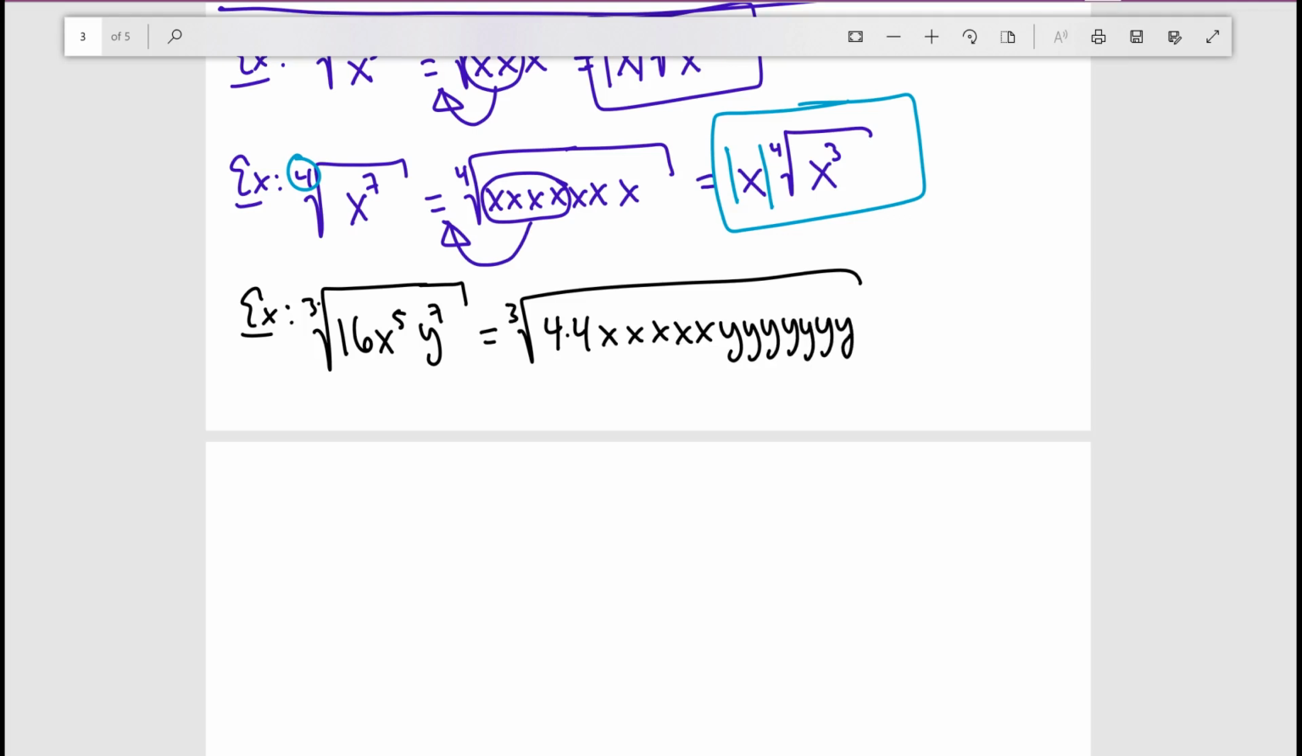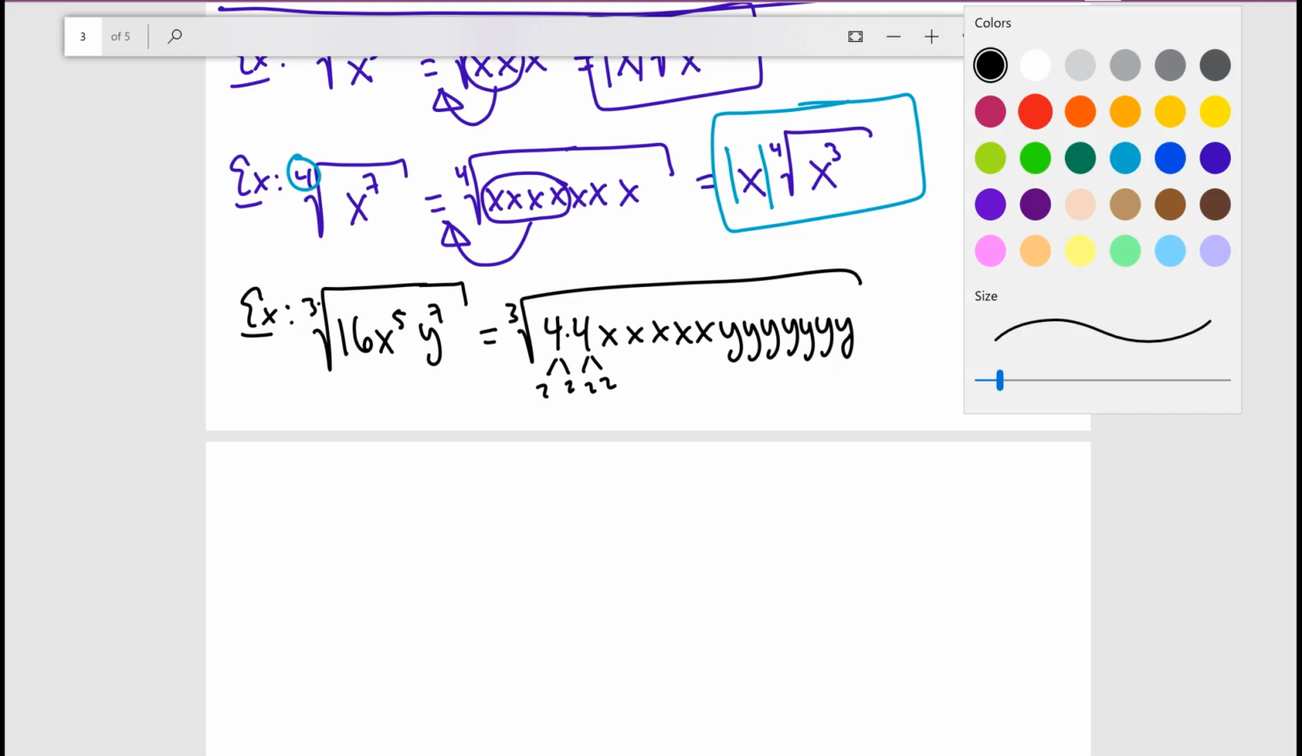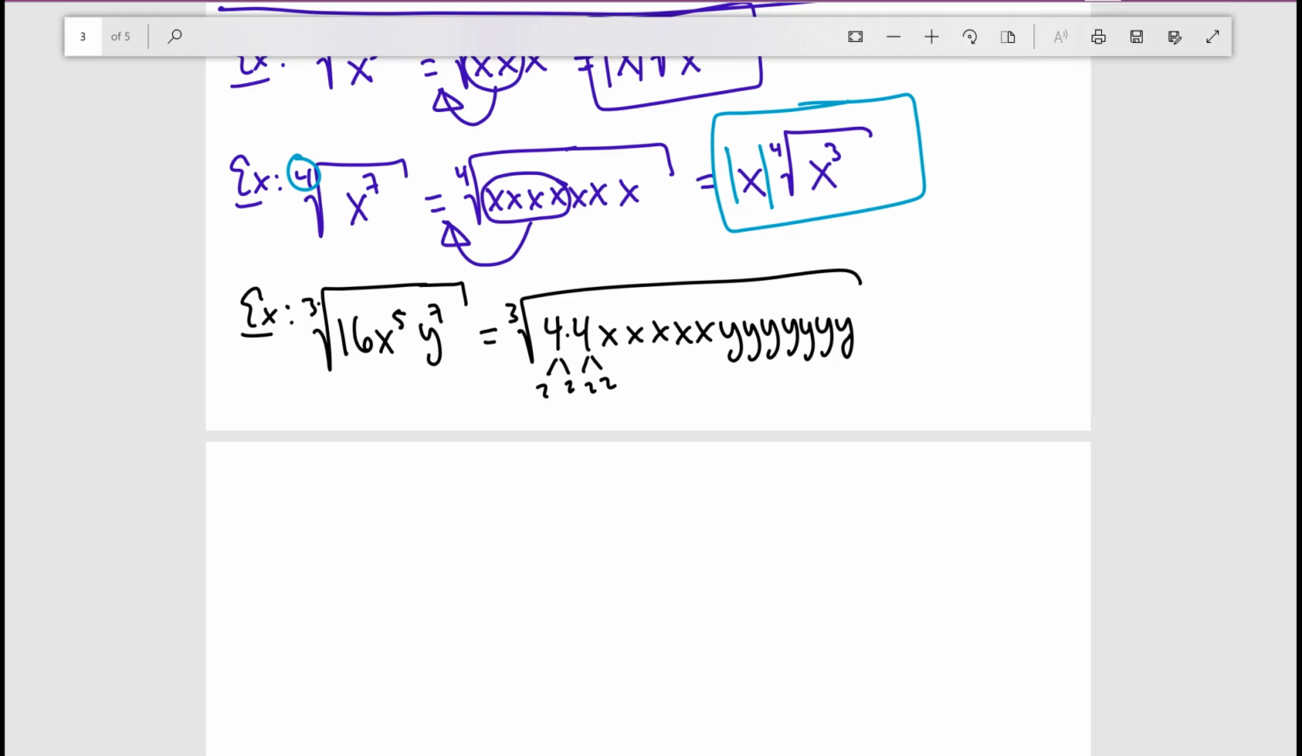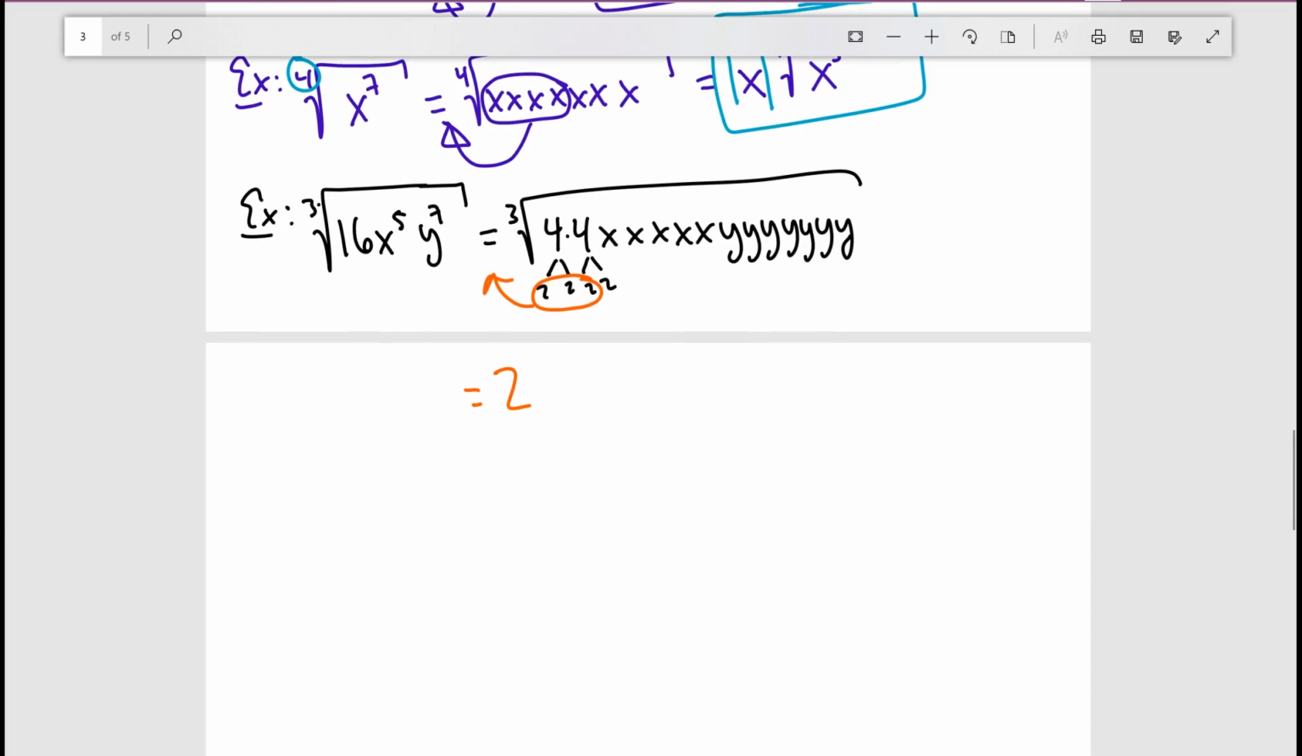And this is a cube root. I can further decompose this 4 as a 2 and 2, and this 4 as a 2 and 2. So here I'm looking for triplets. Here's a triplet of 2, so that one's going to come out. No absolute value, so just a 2. Now x's, I'm looking for triplets too. Here's 1. Do I have any more? No, those 2 are just 2, so this one's also going to come out. So 1 triplet of x's.